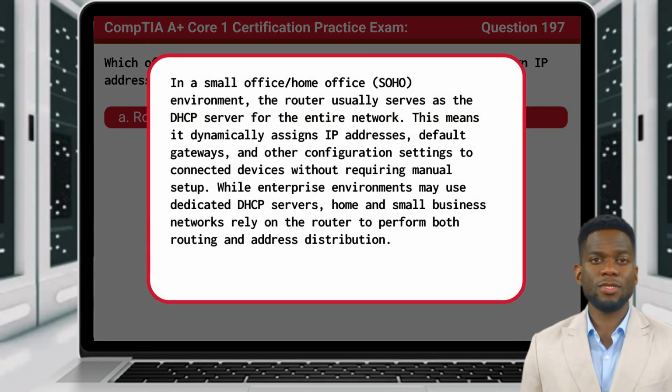In a small office, home office environment, the router usually serves as the DHCP server for the entire network. This means it dynamically assigns IP addresses, default gateways, and other configuration settings to connected devices without requiring manual setup. While enterprise environments may use dedicated DHCP servers, home and small business networks rely on the router to perform both routing and address distribution.